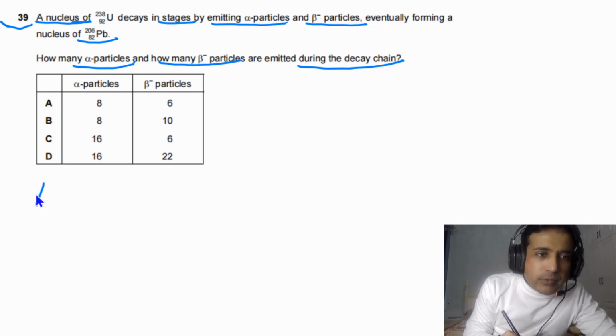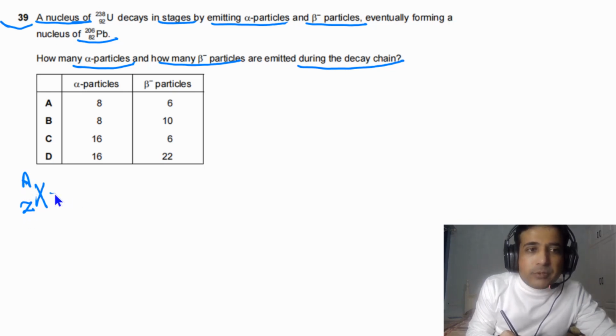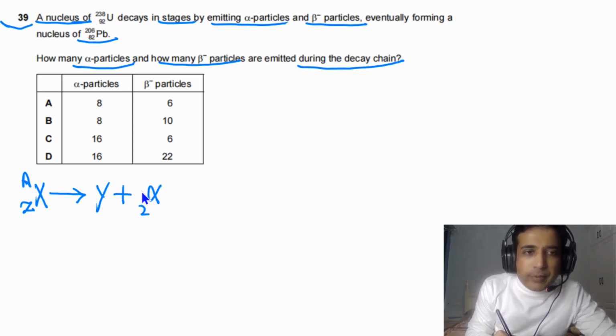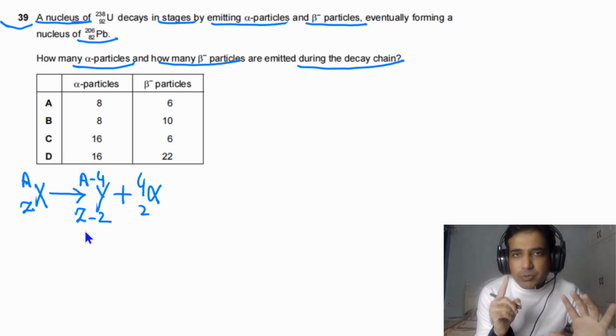First of all, let's try to understand what is alpha decay. Let's say we have nucleus X, its atomic number is Z, mass number is A, and it decays into another nucleus, let's say Y, by emitting alpha particle. So we have alpha particle. So in this case, the atomic number will decrease by 2 and mass number will decrease by 4. So this is what you need to understand about alpha decay.